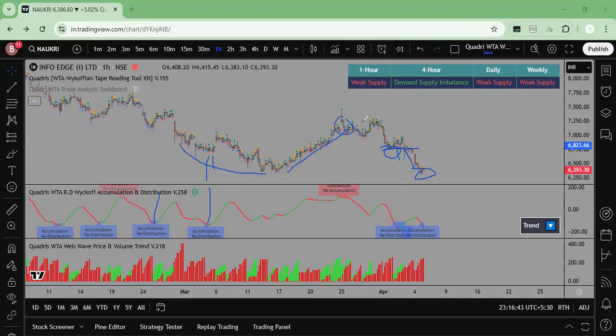Then we got distribution. Look at the beauty of the distribution. It could not hold above this particular level. If this was accumulation, then reaccumulation, price would have continued this kind of move. This shows that we are rejecting, demand has been rejected at this particular point, and same goes over here.